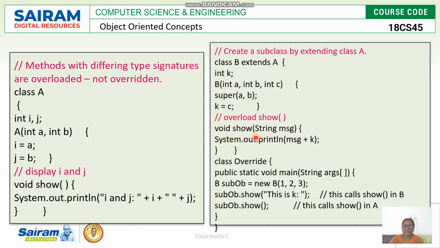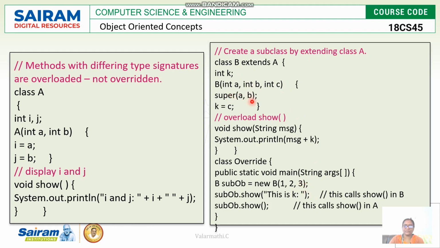Then the void show is called an overloaded show. It is not overridden, it is an overloaded show. The show method is invoked, and in that one message is passed. So along with the message, the K value is printed. Then when we want to check the method overriding, we call the subclass object new B1 of 1, 2, 3. So at that time, A is assigned 1, B is assigned 2, and C is assigned 3.